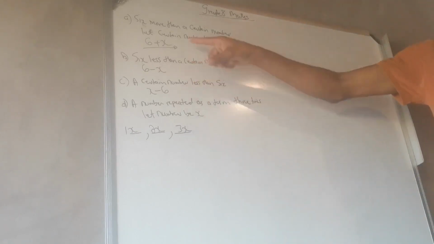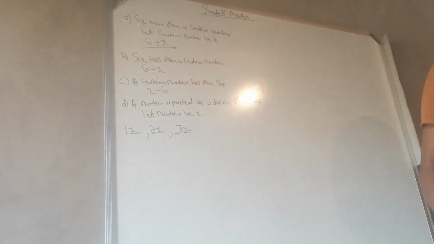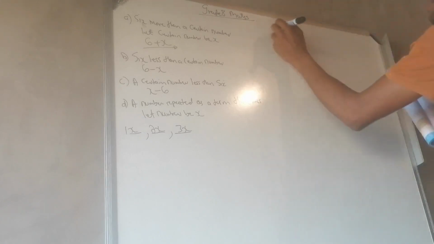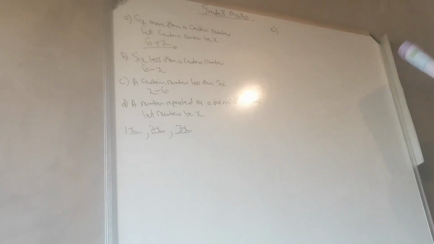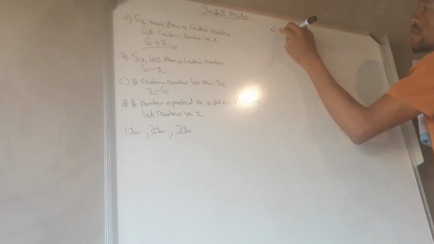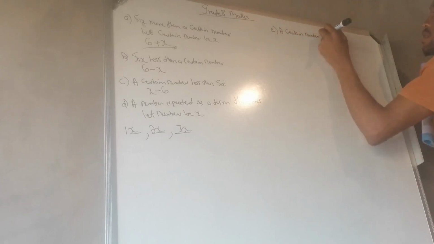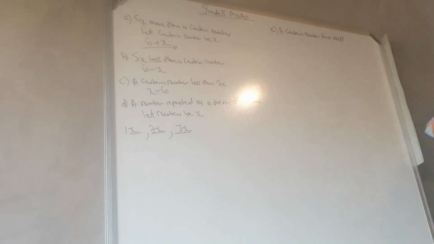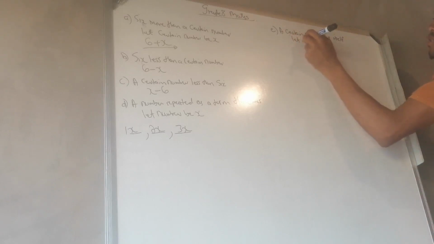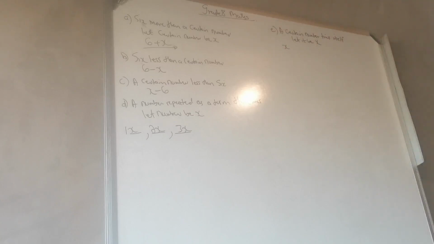Then we go to number E. A certain number times itself. A certain number, let it be x. A certain number times itself. We get x times multiply by x. A certain number, then it times itself.